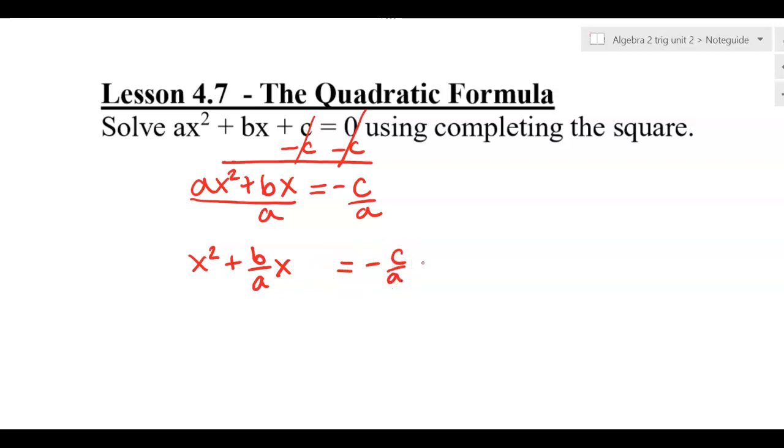Is everybody okay with how this looks right now? Morgan? You can, but you'll eventually have to divide by a anyways because we're solving and not just rewriting. Okay, all right. So it's now set up where I can add in the constant that I want.